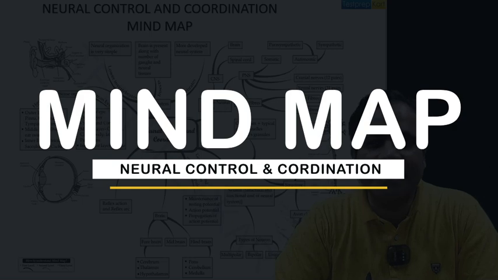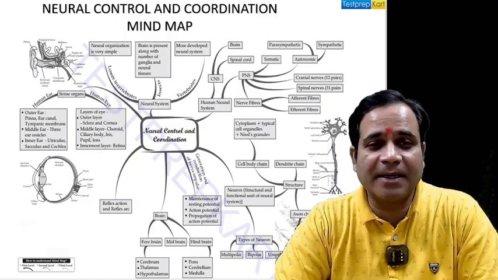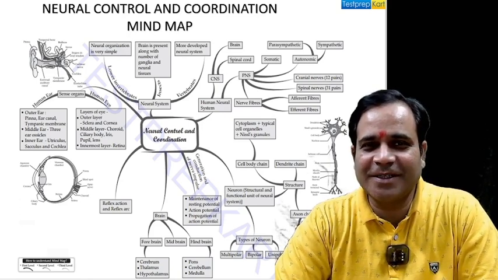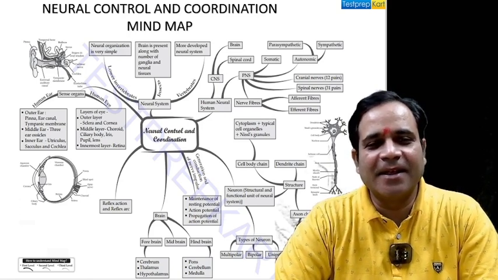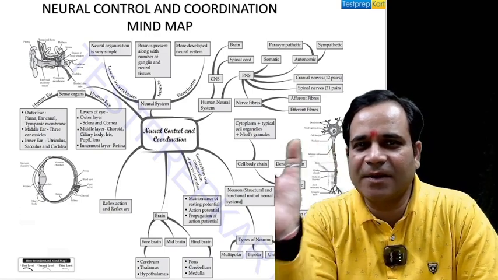So see here, neural control and coordination mind map, what we study here, my dears. Here is the basic thing that is very important to all of you. Let's see first. I'm going to tell you about the neural control first and then afterward coordination.